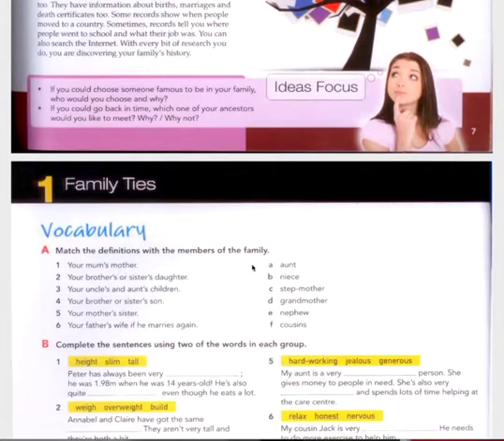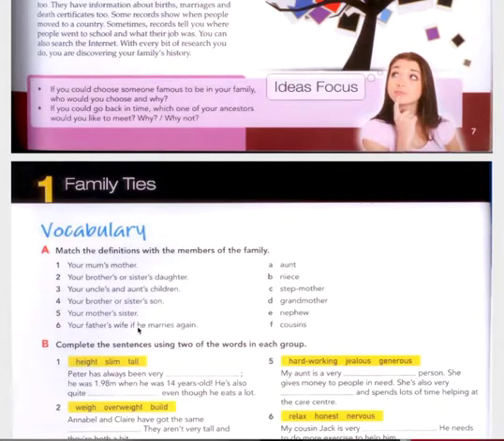Your mom's mother, so the mother of your mom, is your grandmother. Your brother's or sister's daughter, the niece. Your uncles' or aunts' children, cousins. I mean, your uncle's children, yeah, cousins. Your brother or sister's son, nephew. Your mother's sister, aunt. Your father's wife, if he marries again, the stepmother.